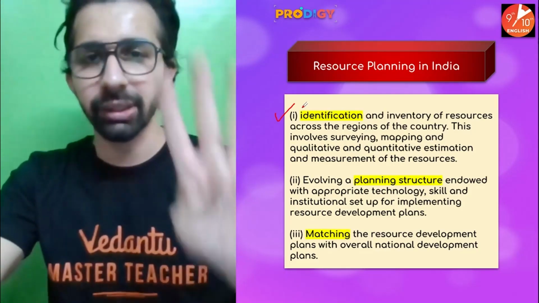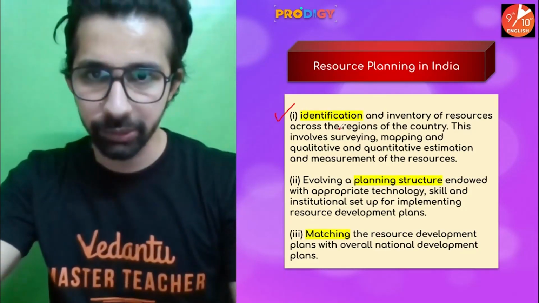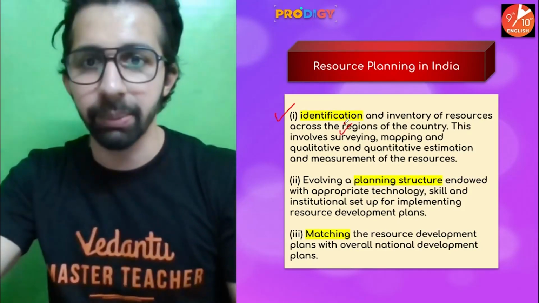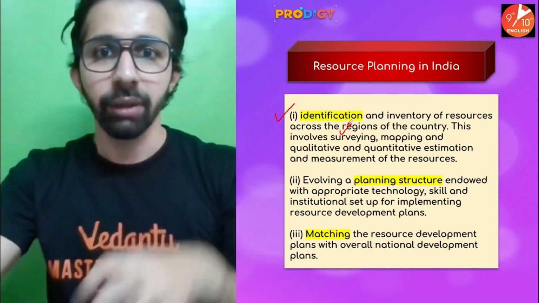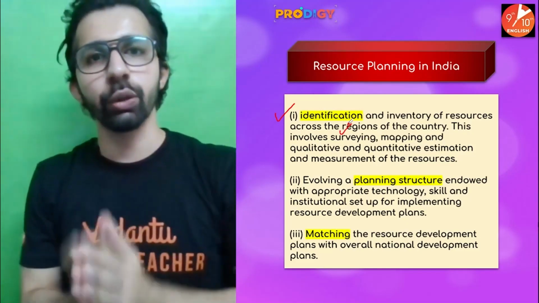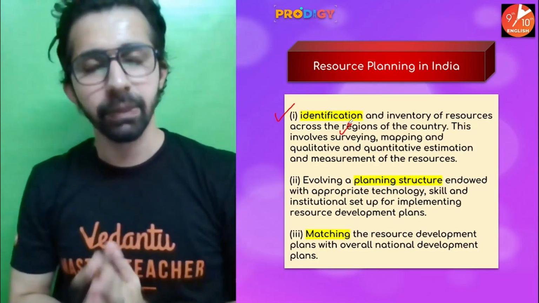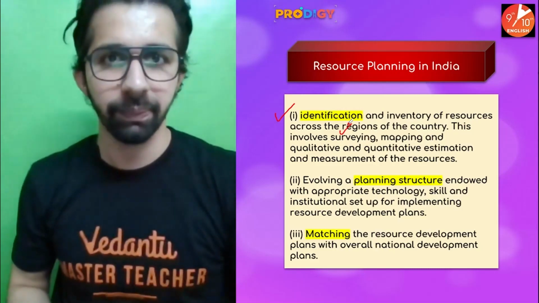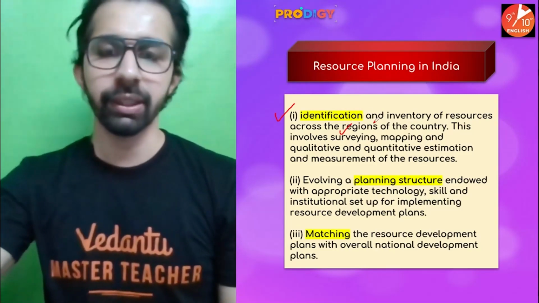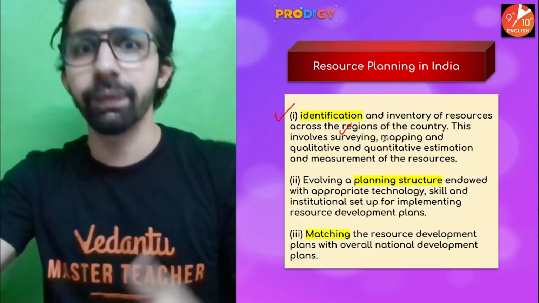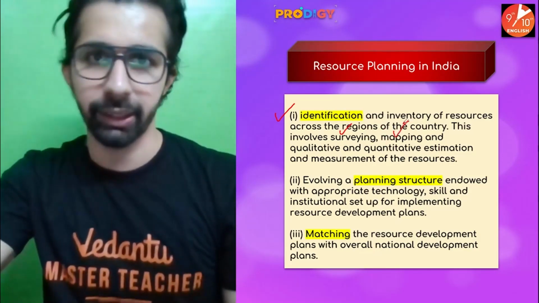In identification, there are 4 steps. First, we identify which resources are available by surveying. We first survey which resources are available. For example, if I tell you coal is available in India, how did we come to know that? With the help of a survey. Second, after the survey tells us coal is available in India, we will map where it is available.